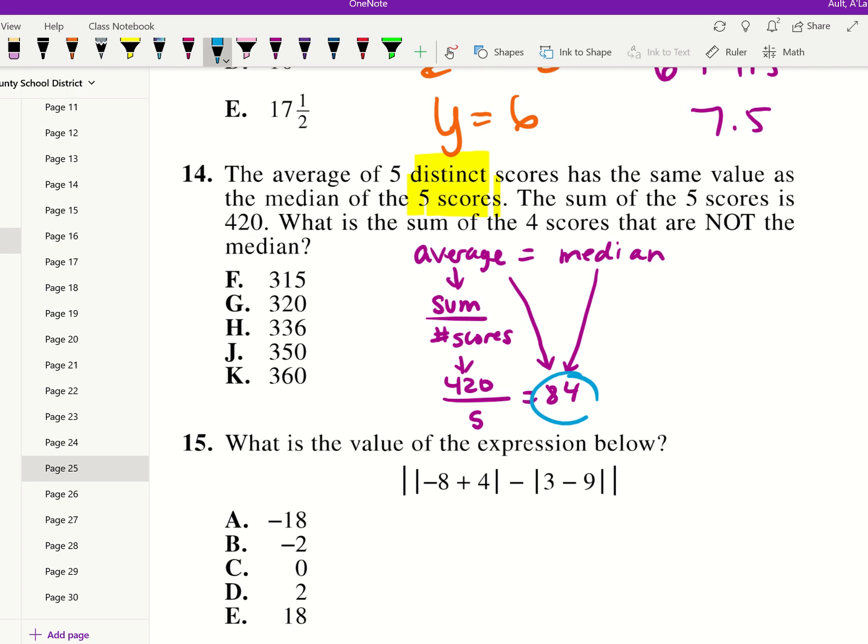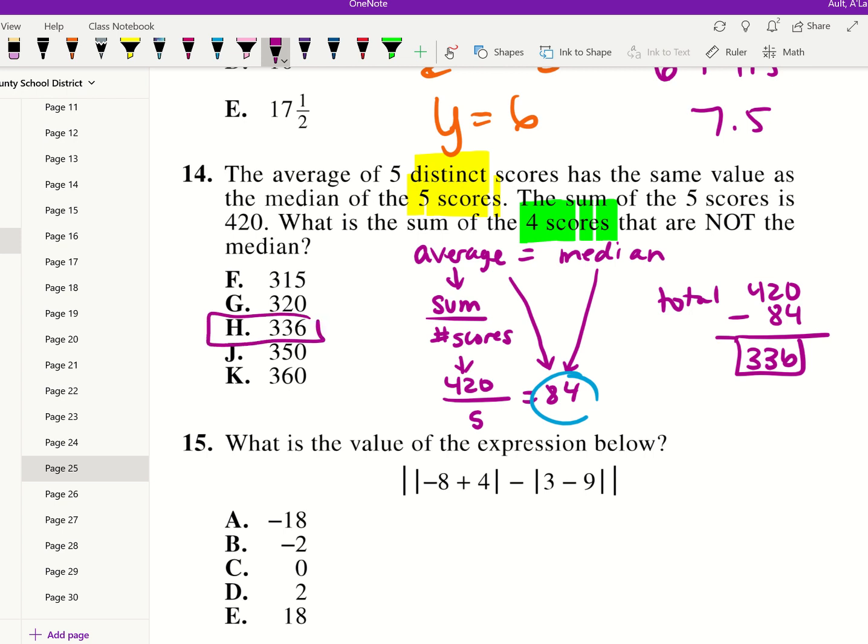What we want to find now is what the 4 scores would add up to if we removed the score that's not the median, or removed the value that's not the median. Now keep in mind, again, we already know that they have a total of 420. All they want us to do is remove the median from that total, and that would tell us what the other 4 scores are. So if I subtract that off, and you can use a calculator to help you with that, there's a remaining value of 336, which is option H.